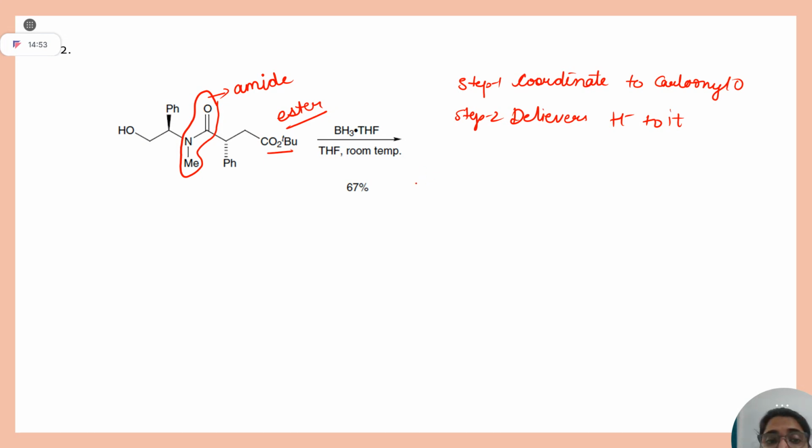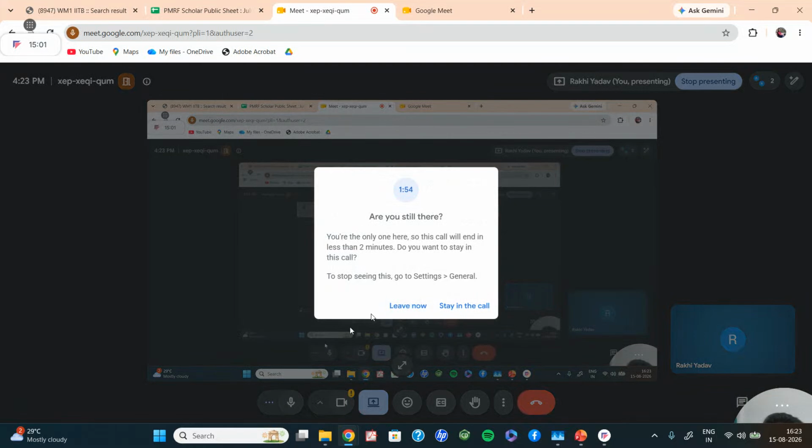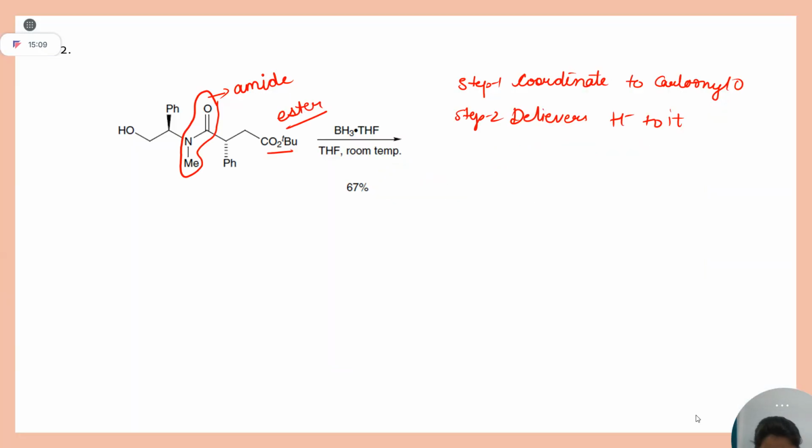Now, students, you know that BH3 is electrophilic. Why? It has 6 electrons. So my first question, to which carbonyl will it go?